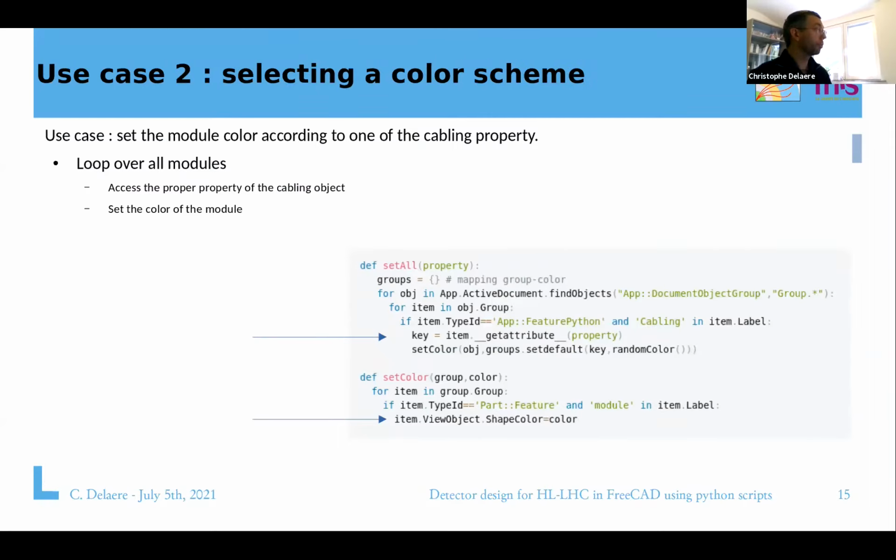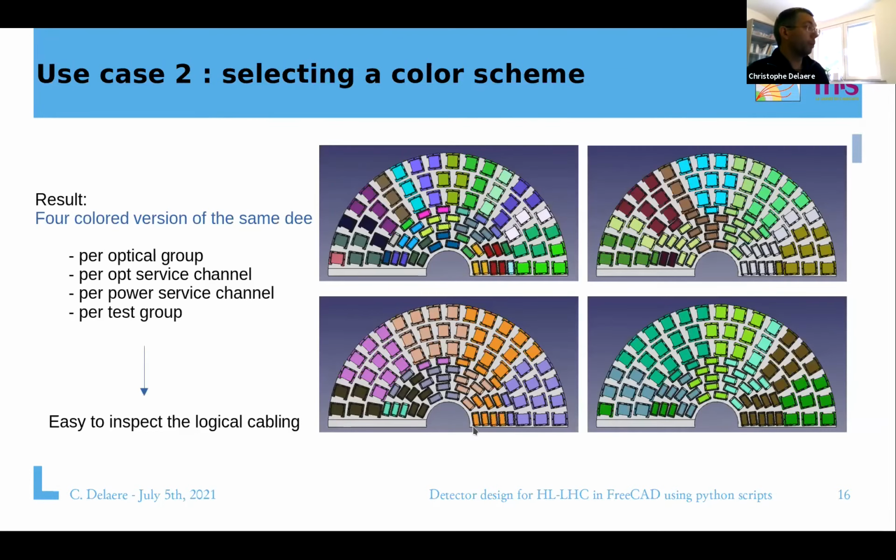We can also use a color scheme to relate to some of the cabling information. And for that, we want to loop over all the modules, so we access them in the active documents based on the type and name. And then we access the cabling information, get some property, and use that to set the color. And setting the color is nothing more complicated than accessing the module, again, by type and name, and set the shape color of the corresponding view object. And that's it.